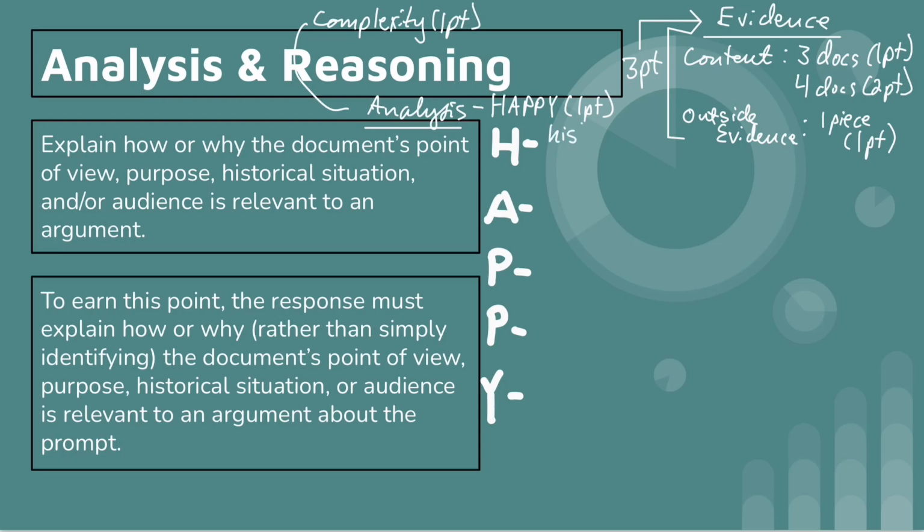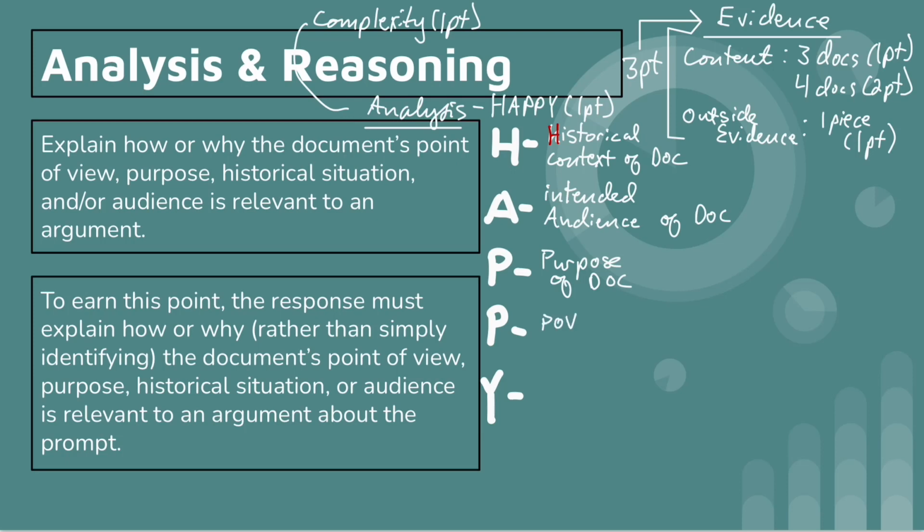What about A? What is A? Audience. The audience of the document. What about P? Purpose. What about the last P? Point of view. Point of view. Okay. Then once you have discussed the context, audience, purpose, or point of view, you have to explain how or why the H, A, P, or P is relevant to your argument. How does this support your thesis?